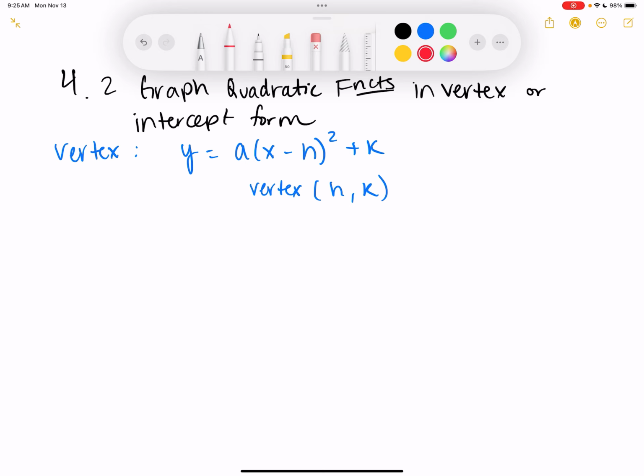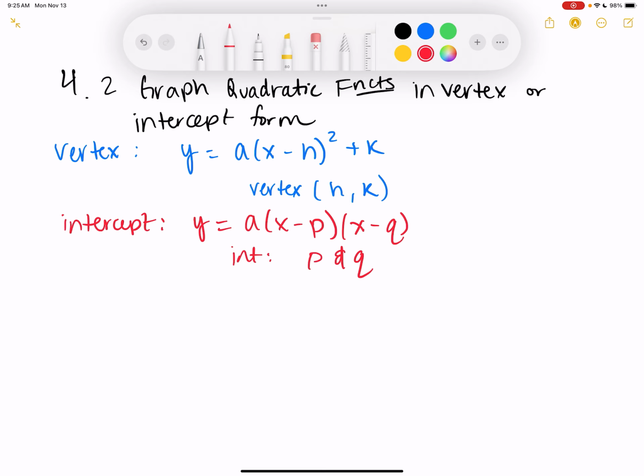Intercept form is in the form y is equal to a times x minus p times x minus q, where the intercepts occur at p and q, and the axis of symmetry is halfway between those values. So the axis of symmetry is at x equals p plus q divided by 2, so whatever those values are. And then your vertex would be at whatever that point is, and then plug it in and get the y value.